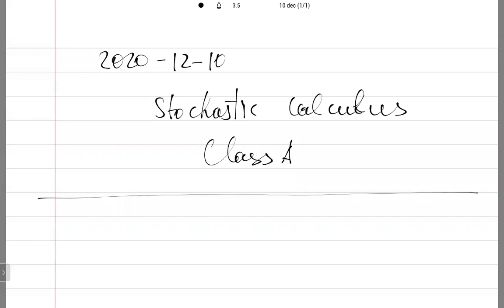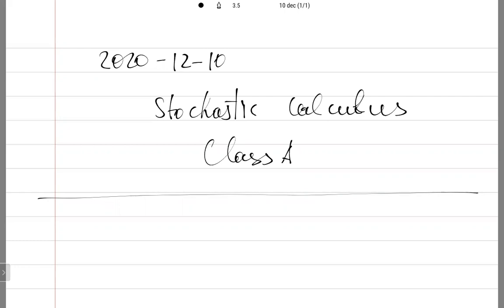So first, as always, if you ever had a dream about asking a question about stochastic calculus, now it's a perfect moment to realize it. May I ask a question?